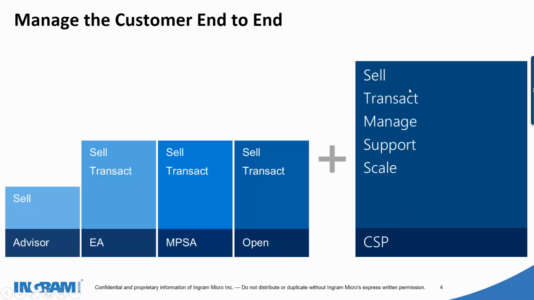Under CSP, you have to sell, you have to transact, you have to manage the customer, you have to support the customer. Microsoft doesn't provide the support directly to the customer. It is the responsibility of the partner to provide the support. So that is one of the key differentiators. Not everybody can do that, whereas transaction, anybody can do it.